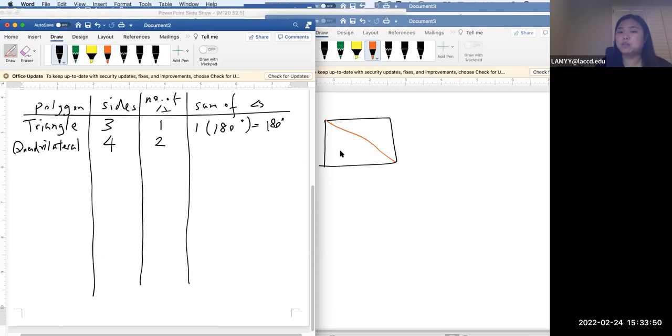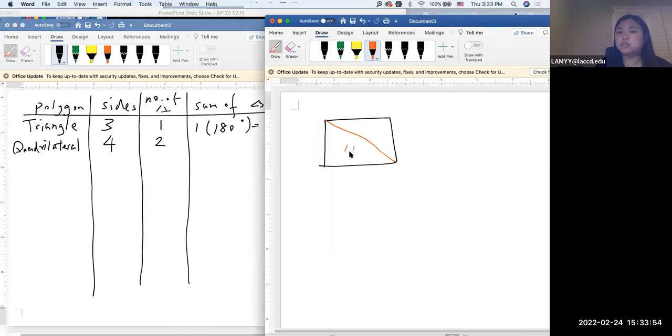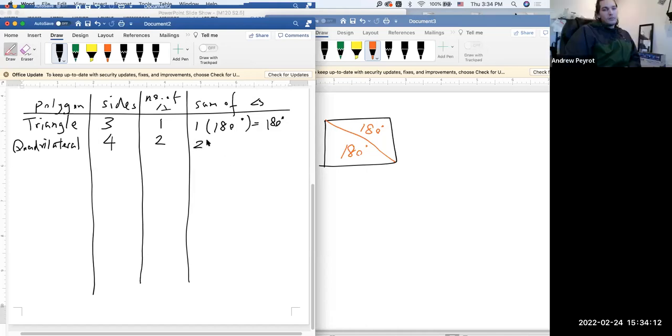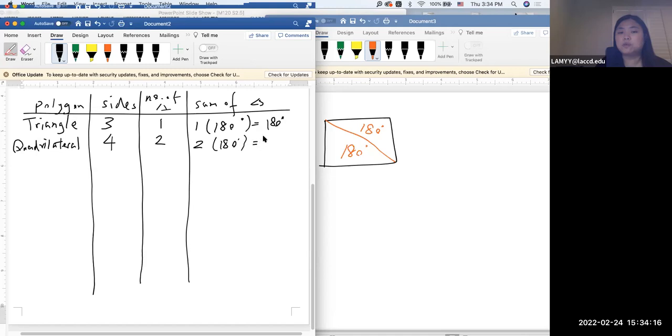So think about it. If one triangle is 180 degrees, sum of the interior angles, and this is 180 as well, right? So how many total degrees in here? 360. So I could say 2 times 180 would be equal to 360. Am I right? Okay, keep going.